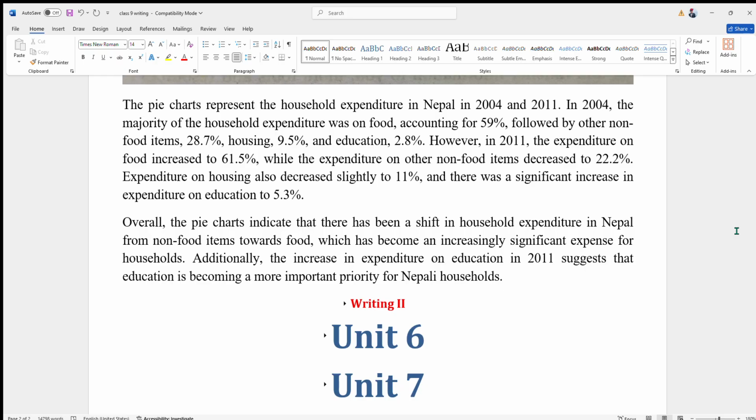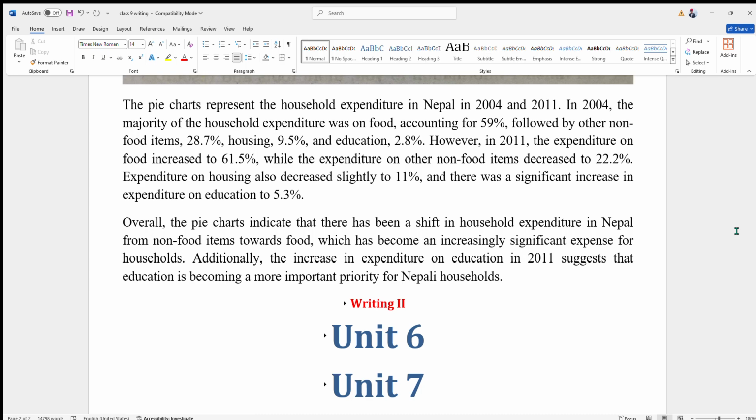The first paragraph is what we see in the pie charts. Then the second paragraph, we use our own knowledge for some comparison, then some lessons beyond the pie charts.